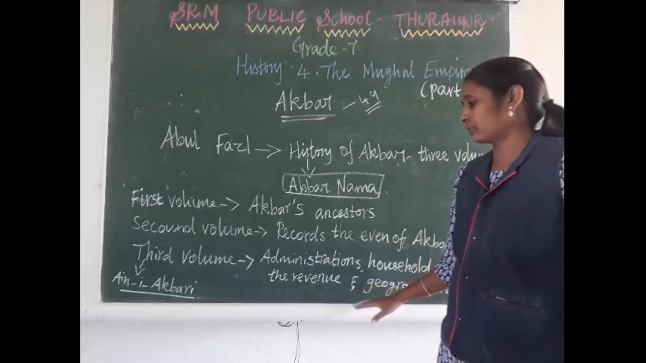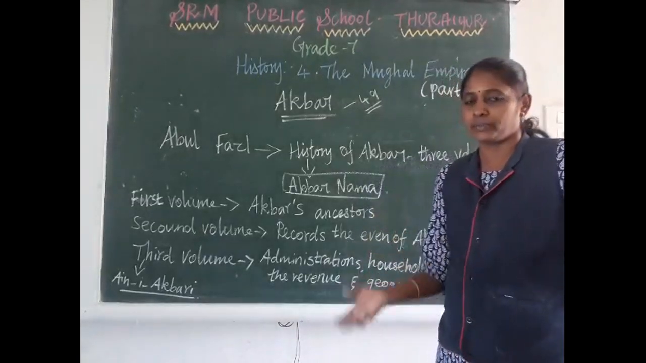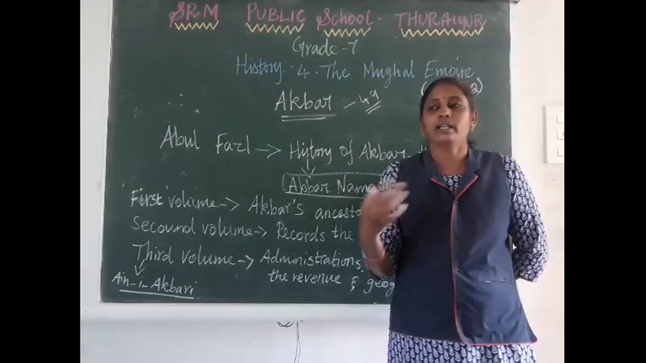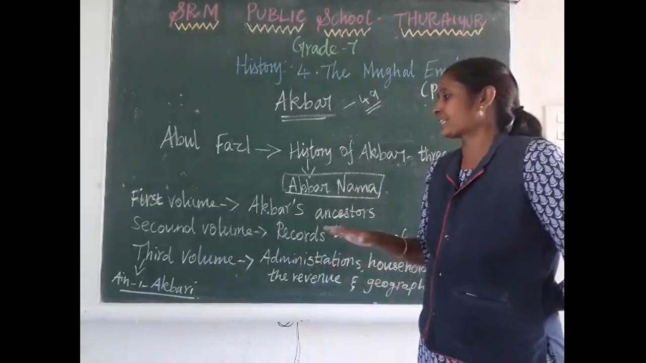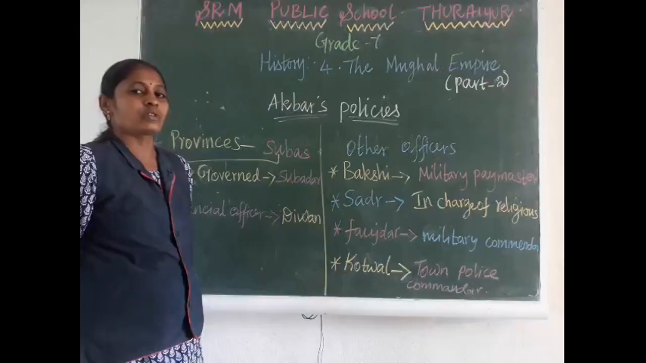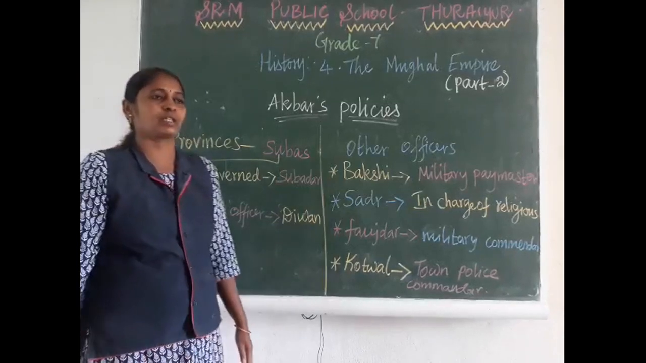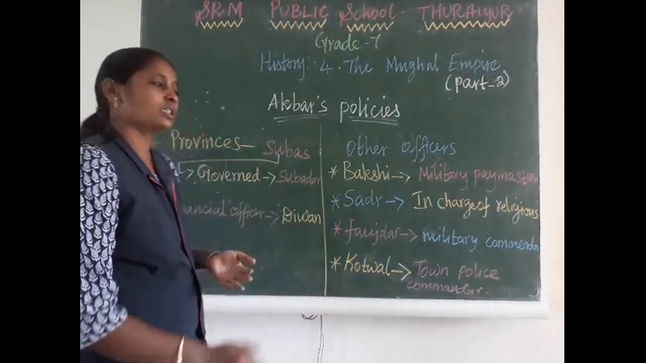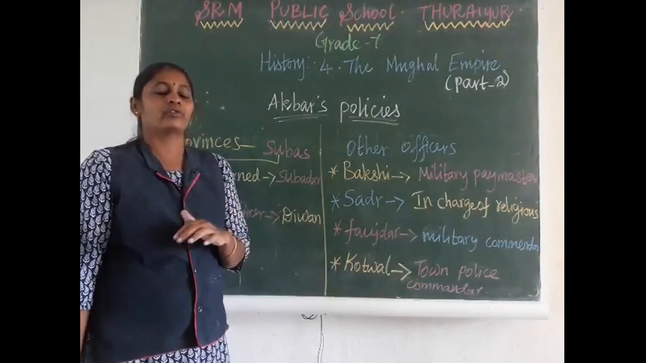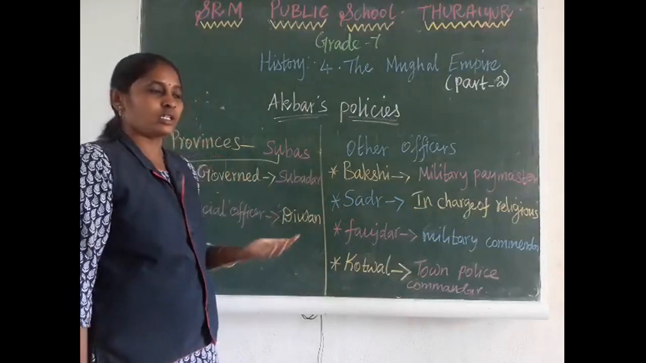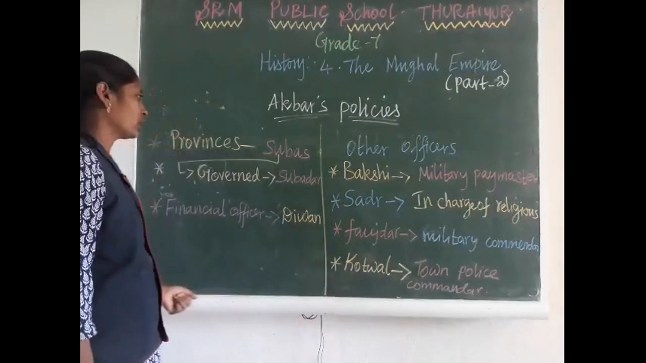And from the Aini Akbari part, the price of food grains and the method of trading, everything is explained in this book. With the help of Aini Akbari, we come to know some of Akbar's policies. In your book, page number 53, we gave Akbar's policy. Akbar organized a very good administration for his country, for his region, during his ruling time.